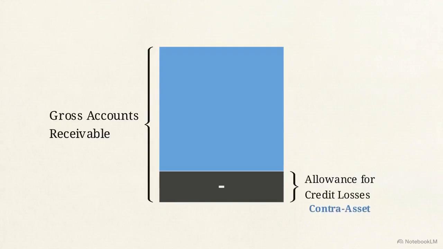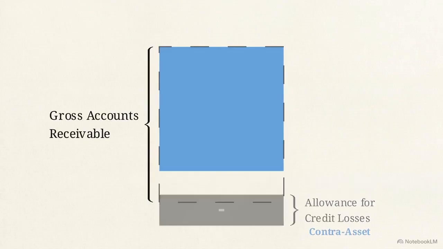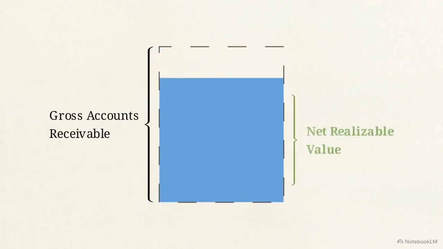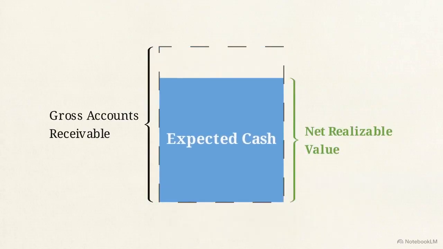To absorb this estimated loss, we use the allowance for credit losses. This contra-asset account directly offsets gross receivables on the balance sheet. Subtracting it yields the net realizable value, reflecting only the cash the entity realistically expects to collect.